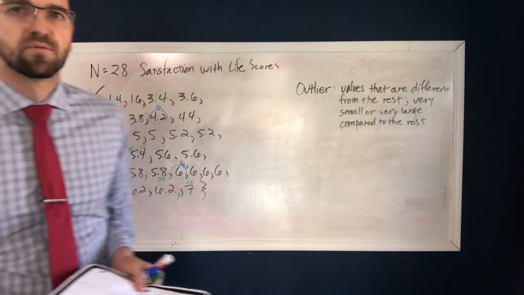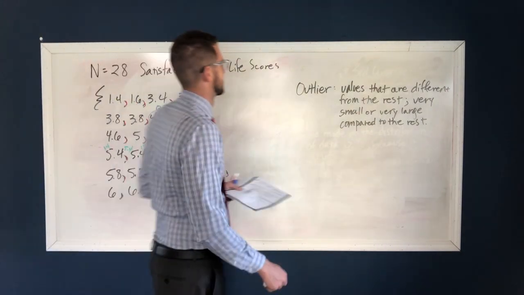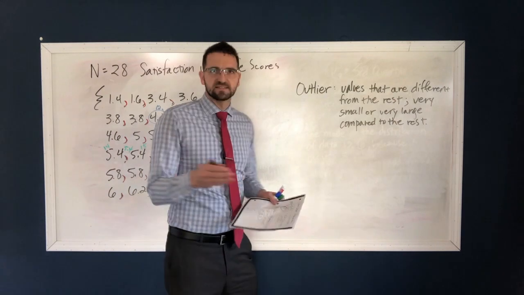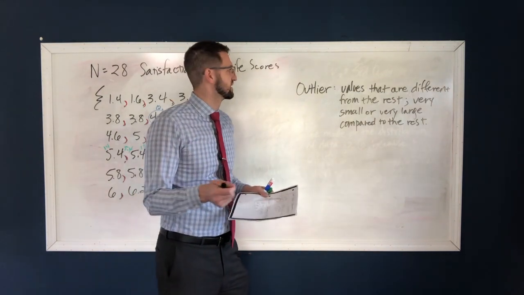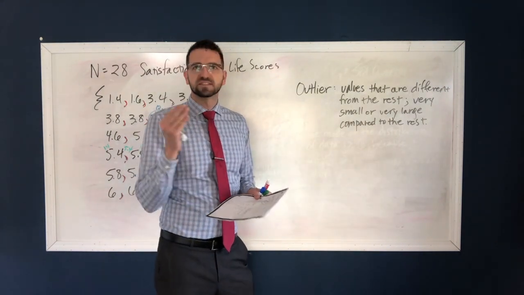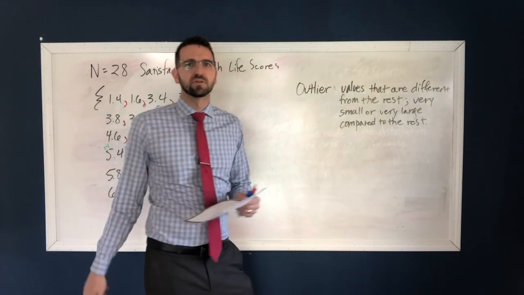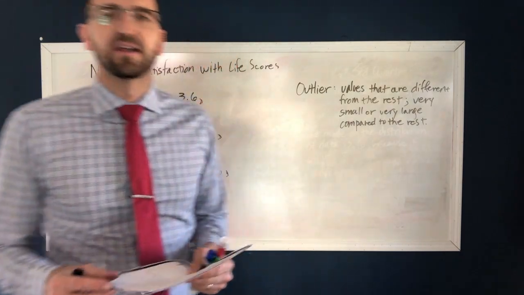Okay, what's an outlier? Okay, value or values that are different from the rest in the distribution of data. They're either going to be very small or very large compared to the other scores. So that's the definition of outliers.